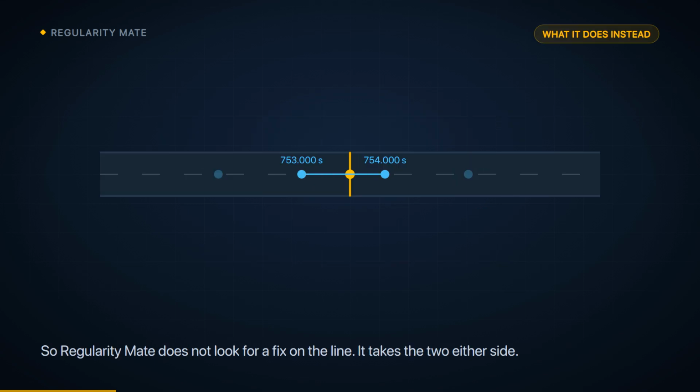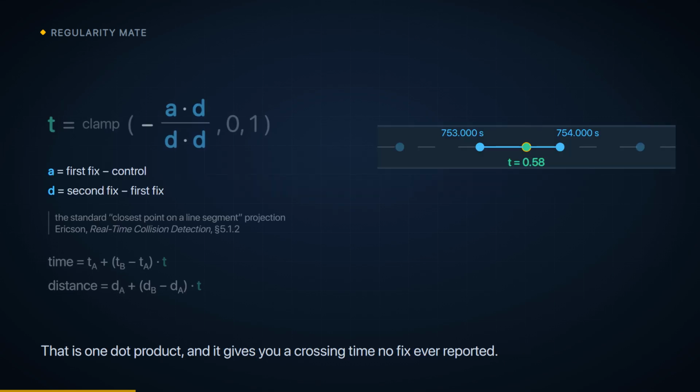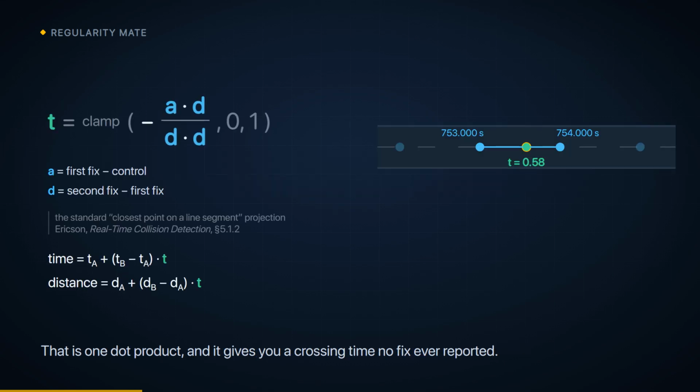So Regularity Mate does not look for a fix on the line. It takes the two either side. Treat that second as a straight segment, and ask where along it you came closest. That is one dot product, and it gives you a crossing time no fix ever reported.